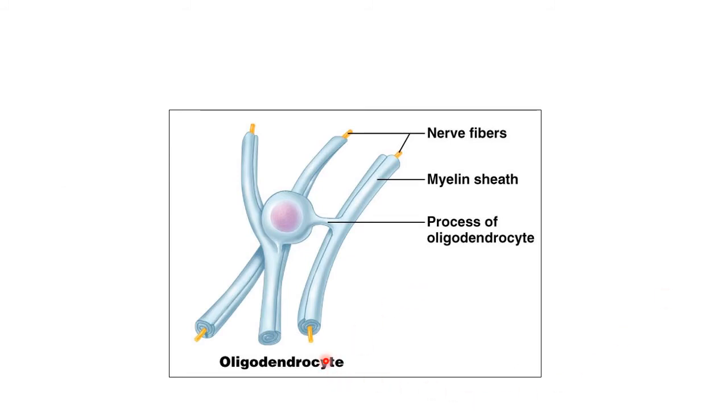As we see in this diagram, this is how the oligodendrocytes appear. This is the cell body of the oligodendrocyte, and here we have the process of the oligodendrocyte that wraps around the nerve fiber and forms the myelin sheath. It can wrap around many axons.